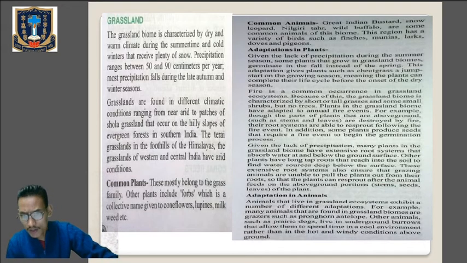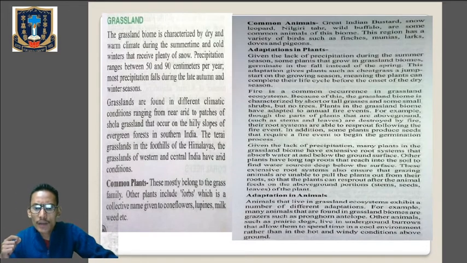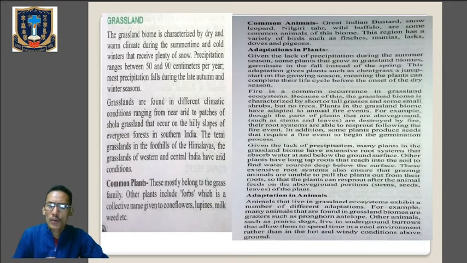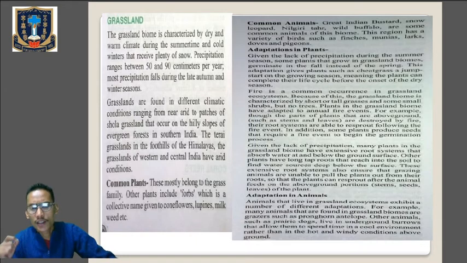Fire is a common occurrence in grassland ecosystems. Because of this, the grassland biome is characterized by short or tall grasses and some small shrubs, but no trees. Plants in the grassland biomes have adapted to annual fire events. For example, though the parts of the plants that are above ground are destroyed by the fire, their root systems are able to resprout following the fire event. That means forest fire is one of the natural phenomena in the grassland biome.